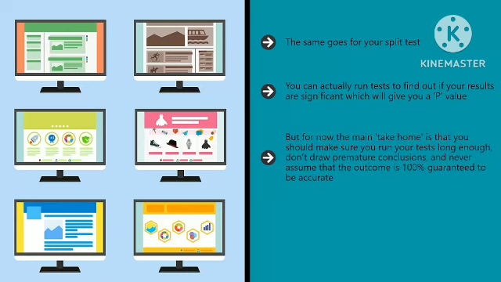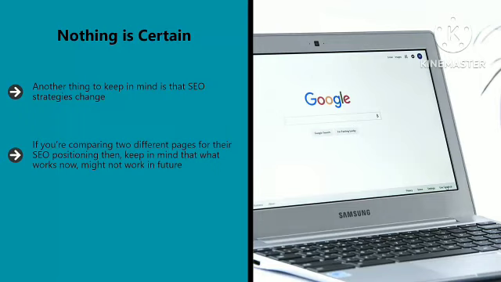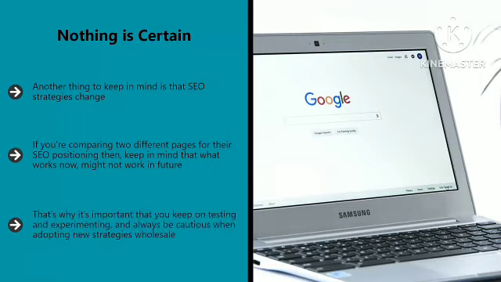Nothing is certain. Another thing to keep in mind is that SEO strategies change. What was a great SEO strategy once can change on a dime once Google decides to change its mind. If you're comparing two different pages for their SEO positioning, keep in mind that what works now might not work in the future. That's why it's important that you keep on testing and experimenting, and always be cautious when adopting new strategies wholesale.